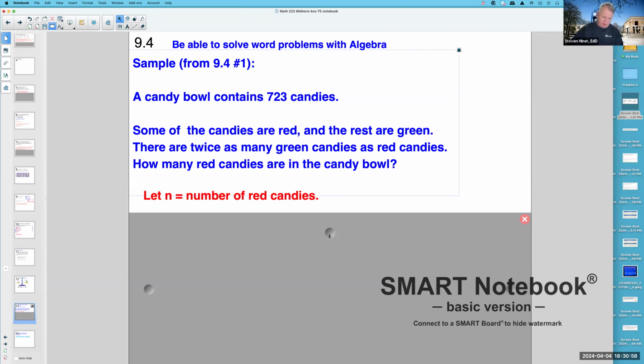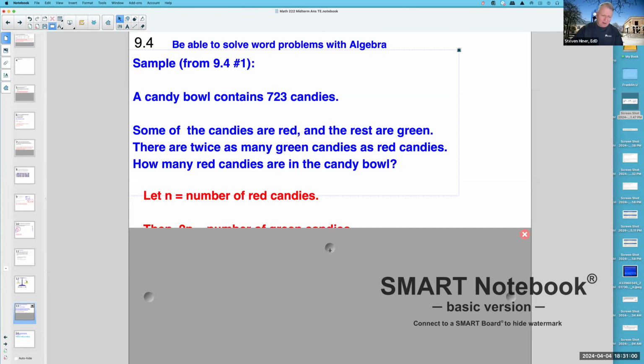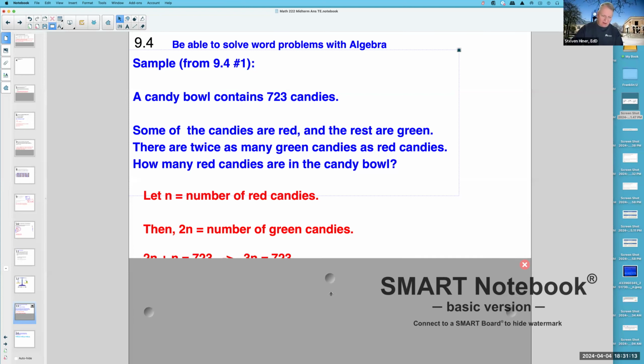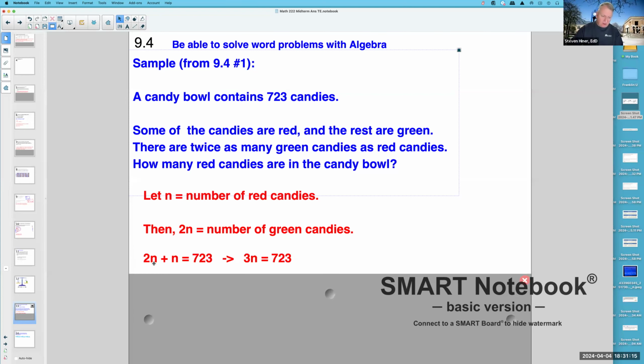However you want to do that, it's fine as long as you stay consistent. So 2n is the number of green candies. What else do we know? We know the total is 723. So if I add the reds and greens together, 2n plus 1n, I get 723. So 2n and 1n are 3n. That gives me 3n equals 723.